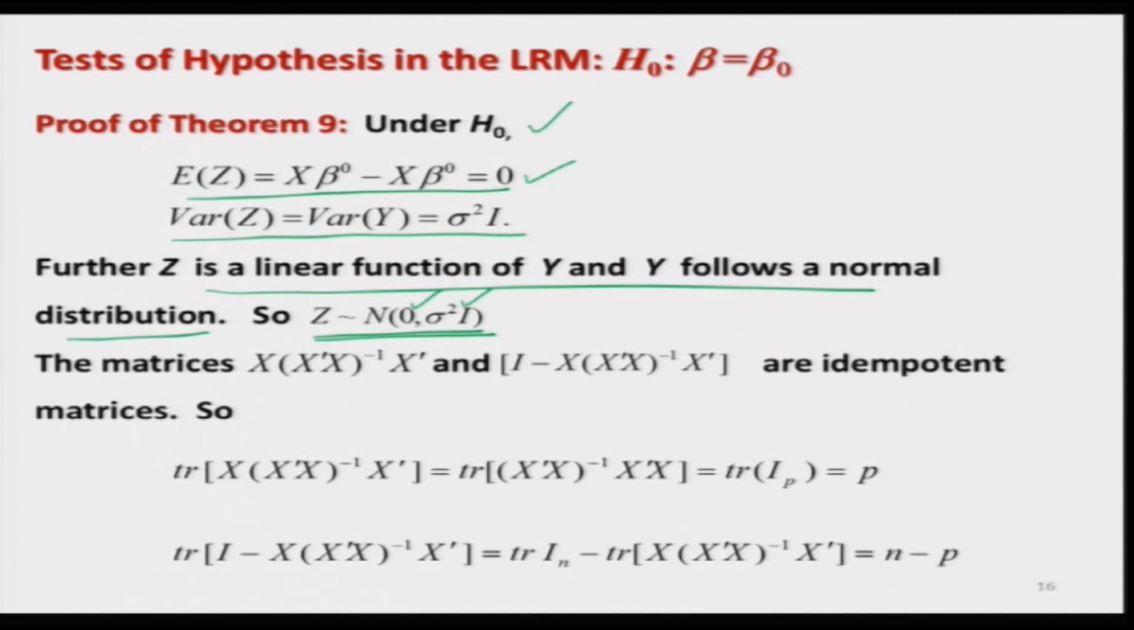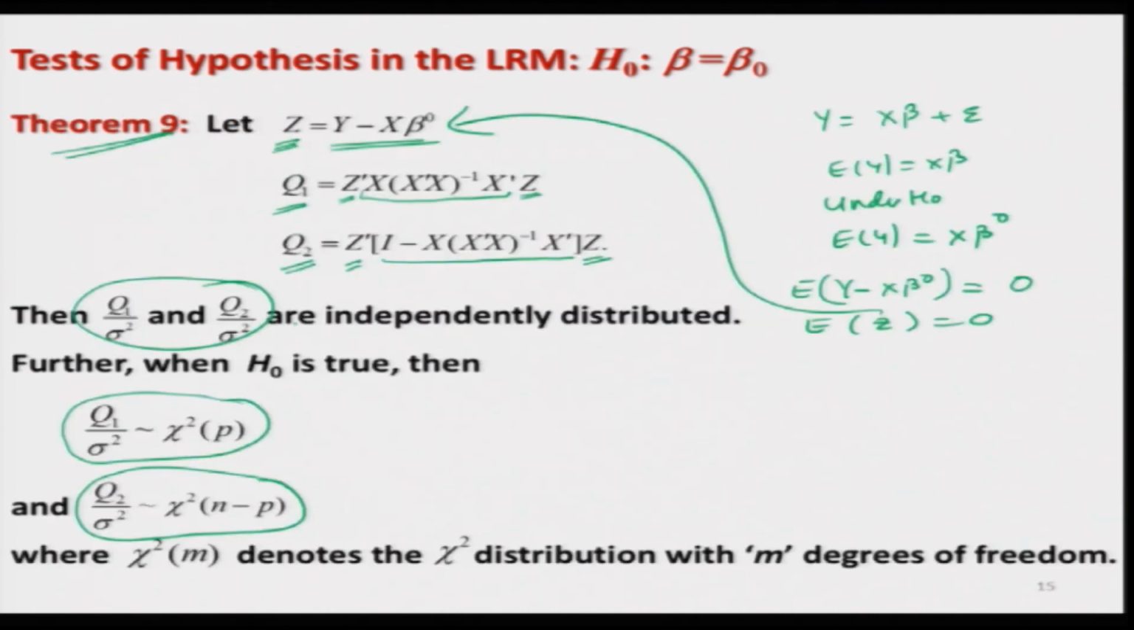All those results which we have used in the earlier lectures can be used here, but the question is which of the results? We have done a couple of results. Now let us see how we are going to prove them. First I try to prove that Q1 upon sigma square and Q2 upon sigma square are independent. Since I have expressed Q1 and Q2 in the form of quadratic forms, you can use the results where the conditions for independence of two quadratic forms are found, and then the results about the distribution of quadratic forms.